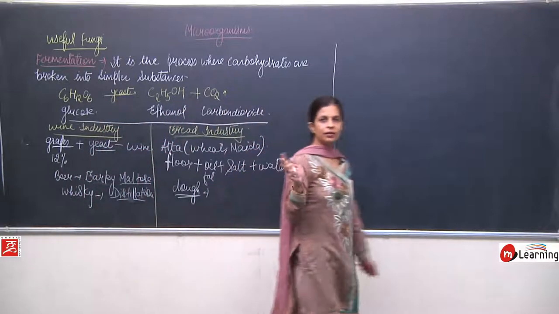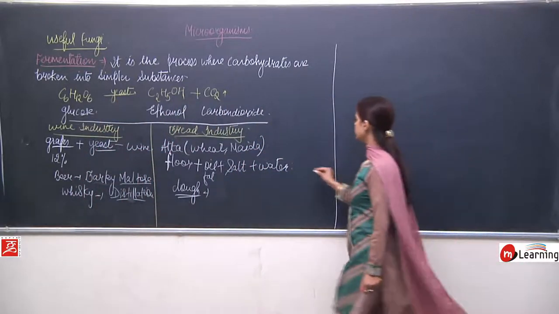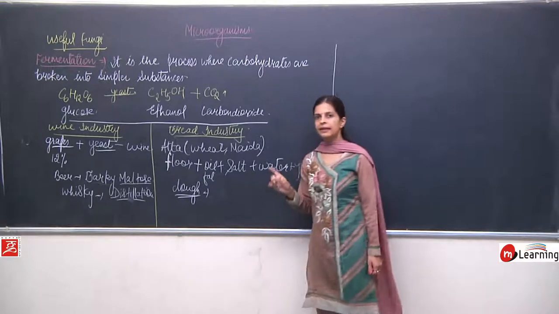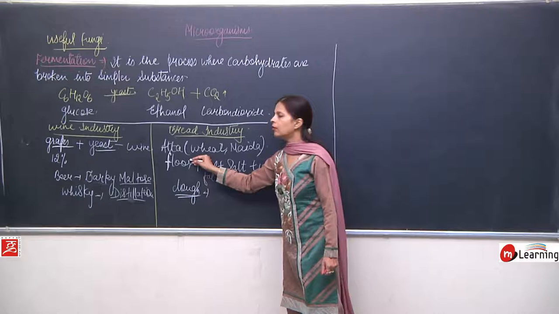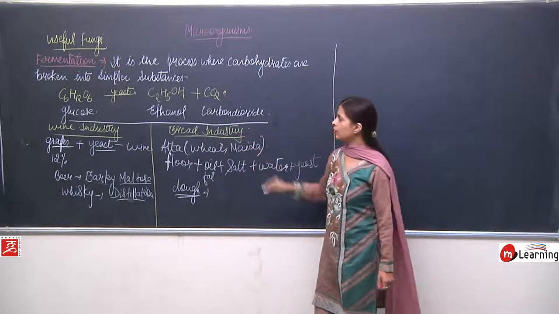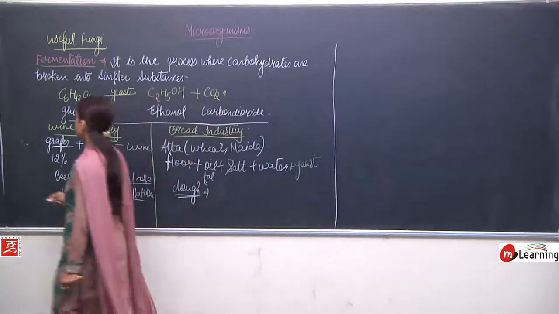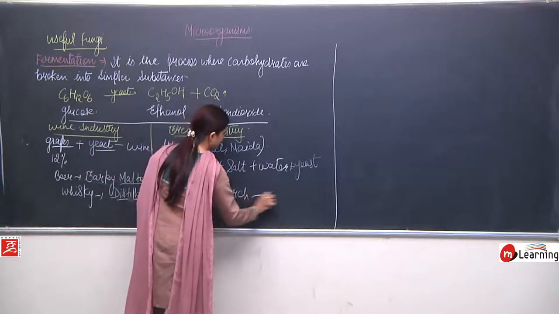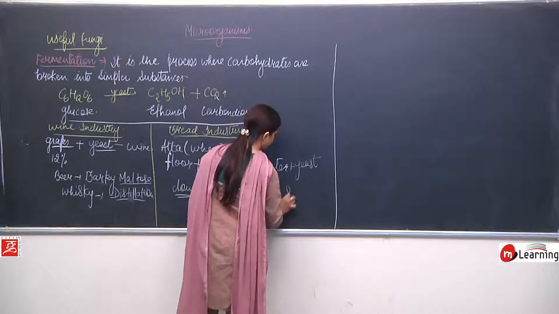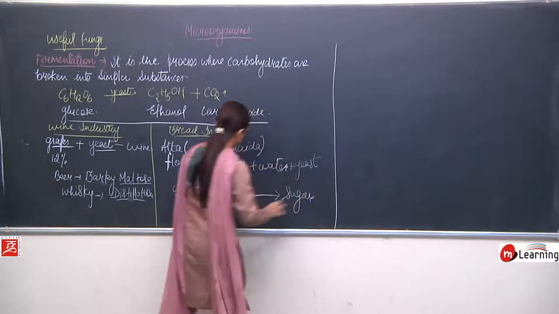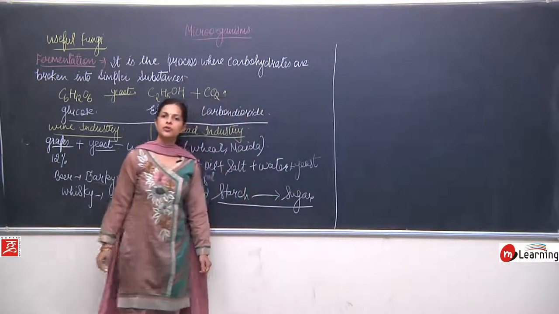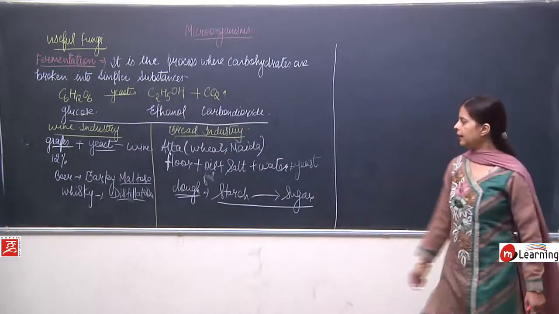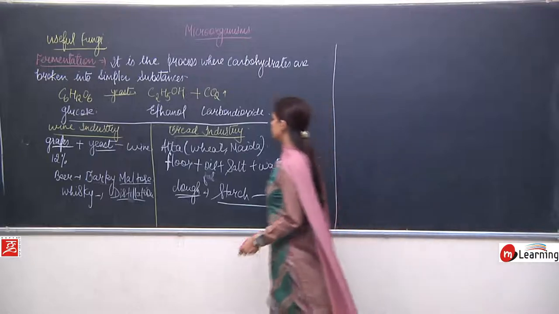Now in this dough, obviously the yeast is also added over here, okay? Now this yeast will work upon the flour, and what will happen over here, children? Actually the starch will get converted into sugar. Now when this starch gets converted into sugar, the ethanol and the carbon dioxide will be produced.